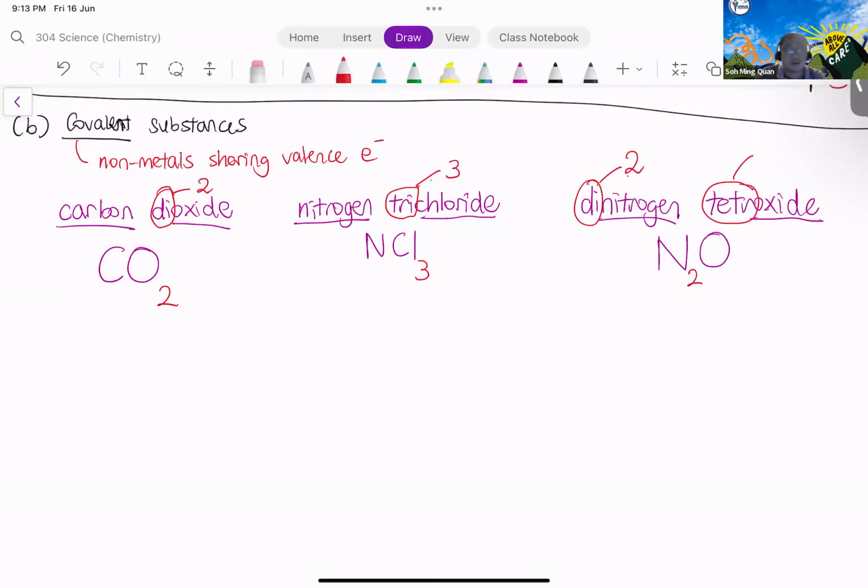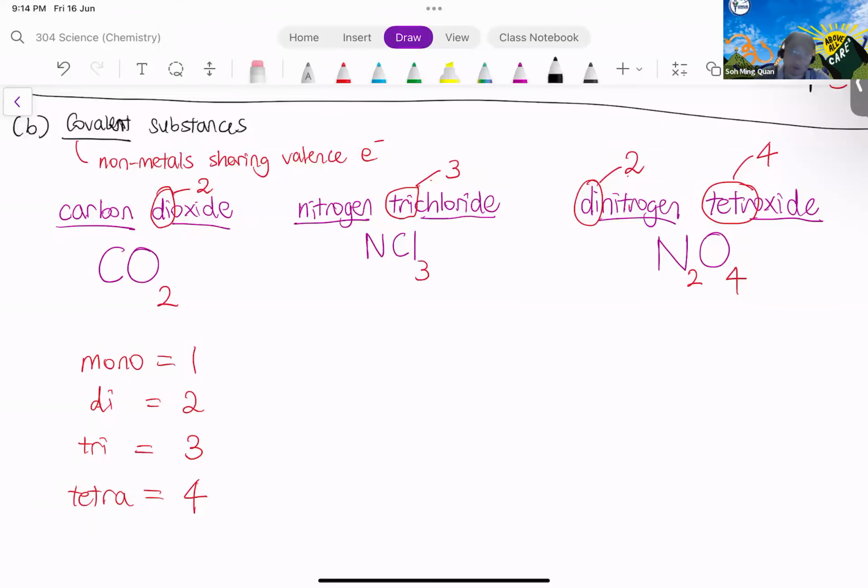Okay, so the idea is to recognize the prefix. So what is the prefix? Mono means 1, di means 2, tri means 3. Now, tetra is 4. But sometimes you drop the A so that you can pronounce it a little bit easier. So like tetroxide. So you recognize tetra is 4. Okay, the list goes on and on. Actually, there are more prefixes than these 4. But we'll learn these 4 for short. So this is how we actually write the formula of covalent substances. It's very easy. All you need to do is to recognize the prefixes like mono, di, tri, tetra.